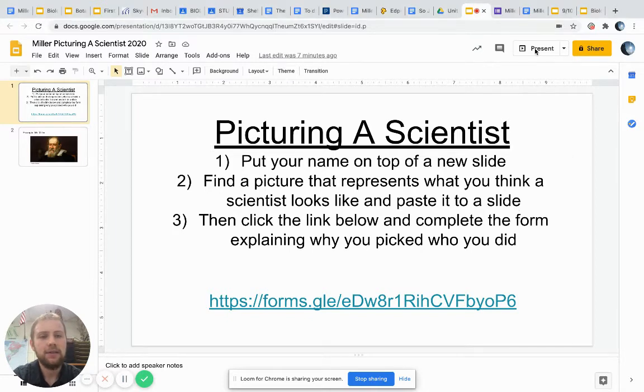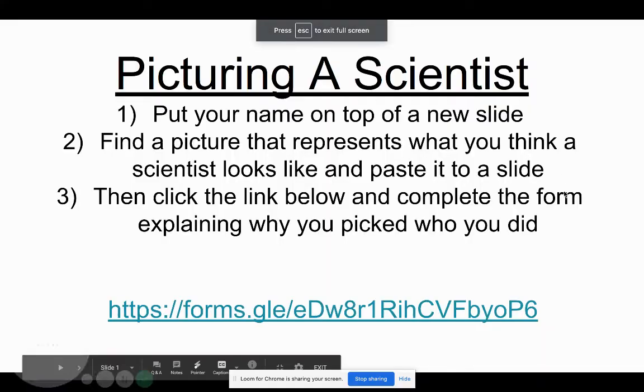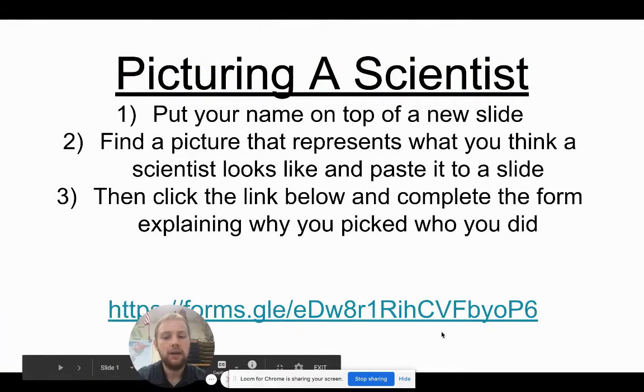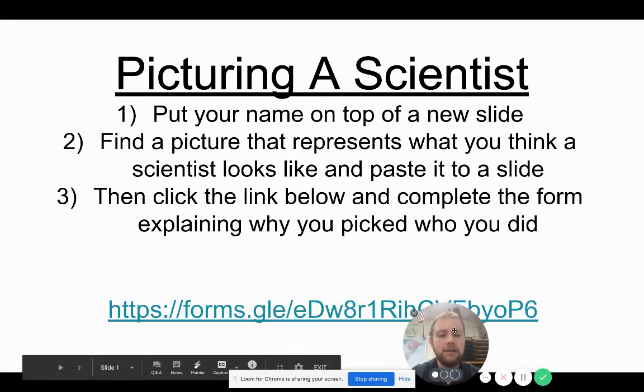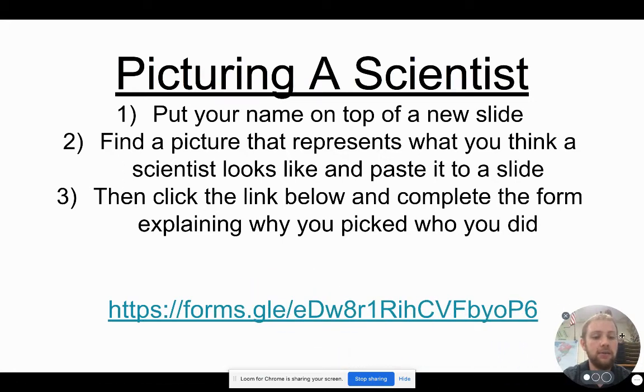All right, so in this activity, what we're going to do, and I'm going to show you an example of one that I've done already. You are going to be choosing an image that you think best represents or describes or epitomizes what a scientist is. So the first thing you're going to do is put your name on top of a new slide. It's going to be a shared class slideshow. So all you're going to do is make a new slide, put your name on the top of it so we can identify who had what picture.